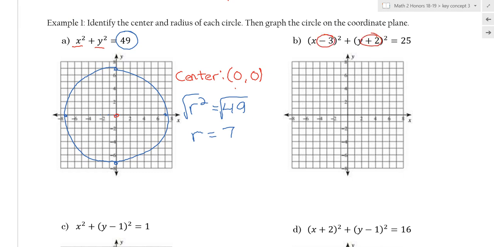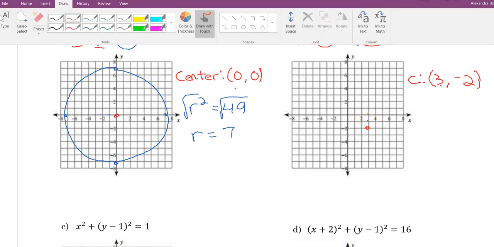Looking at B, again, our center comes from what's with x and what's with y, but we have to change our signs. So -3 changes to +3. Positive 2 changes to -2. So 1, 2, 3, down 1, 2. There's our center of this circle.